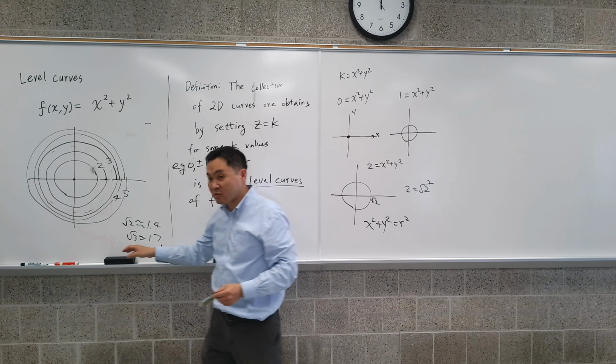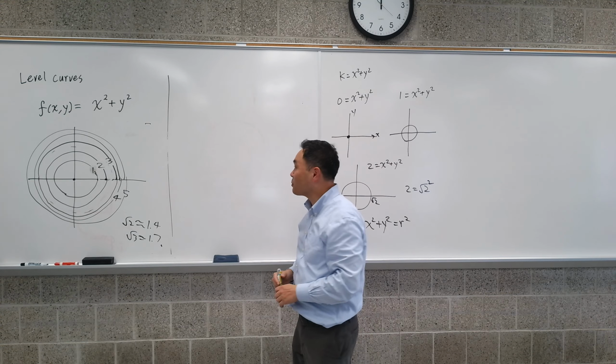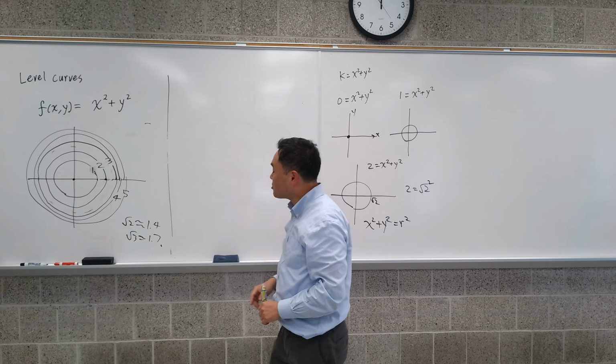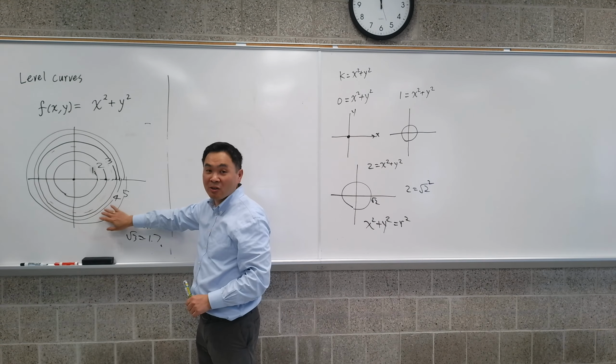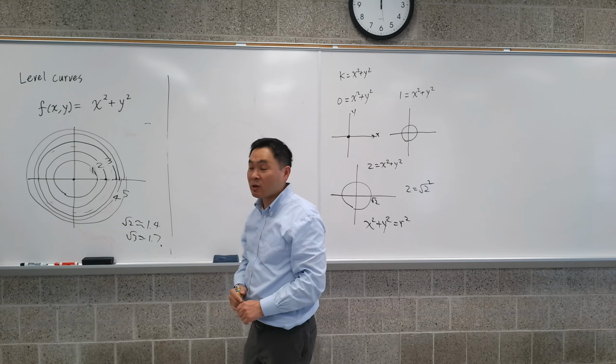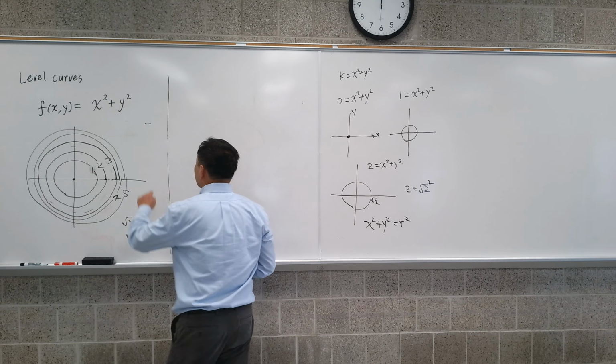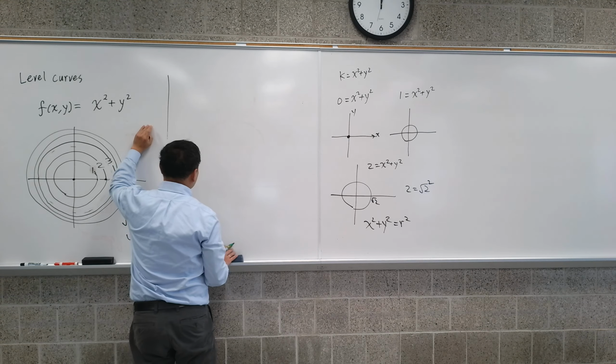So what kind of shape is that? Sometimes it's not so clear just by looking at the level curves. So what you should do is add in the xy trace or yz trace or something.